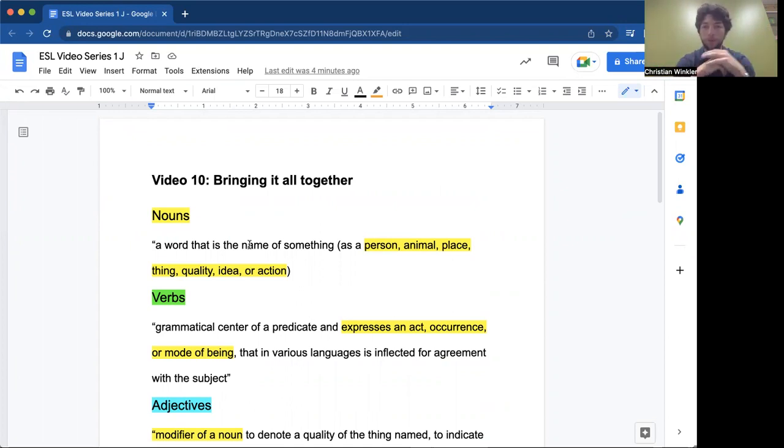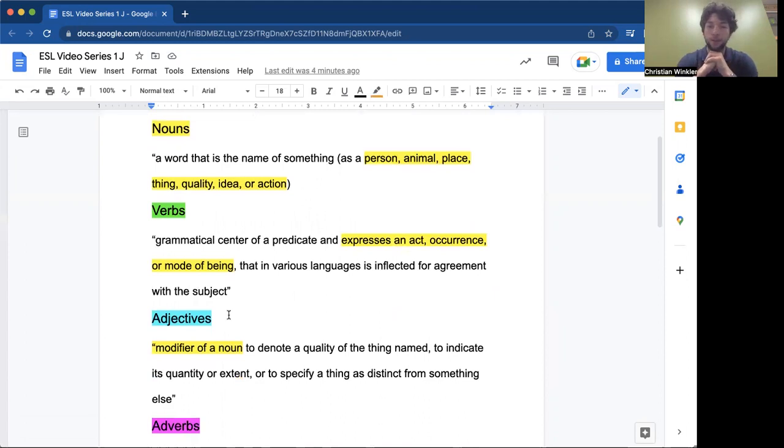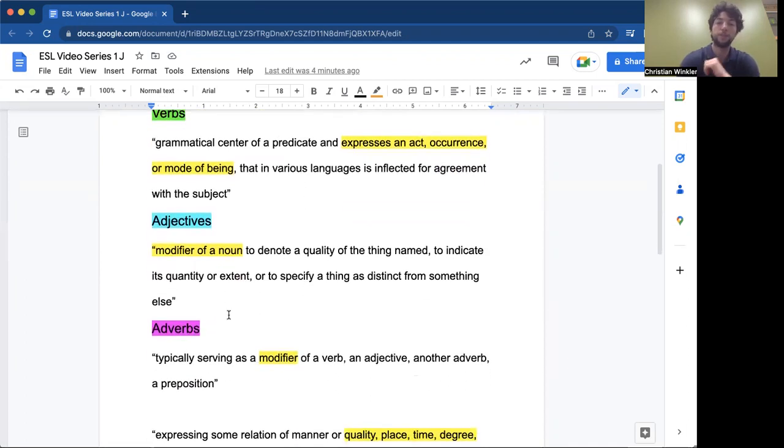So here we go, starting with nouns: a word that is the name of something, as a person, animal, place, thing, quality, idea, or action. We have verbs: the grammatical center of a predicate, which expresses an act, occurrence, or mode of being, that in various languages is inflected for agreement with the subject. Adjectives: a modifier of a noun to denote a quality of the thing named, to indicate its quantity or extent, or to specify a thing as distinct from something else.